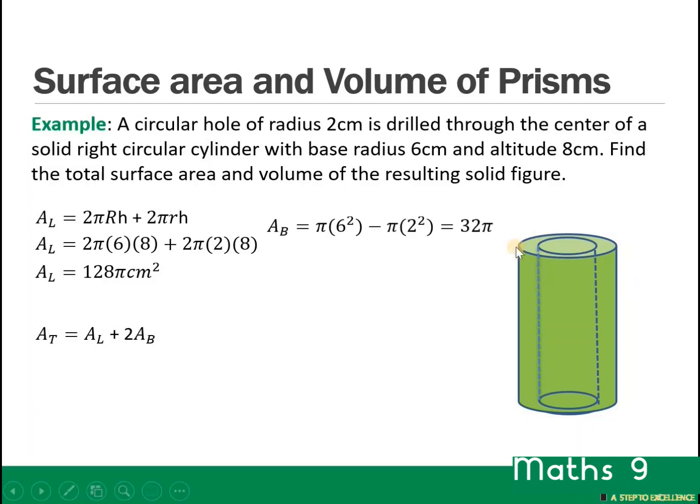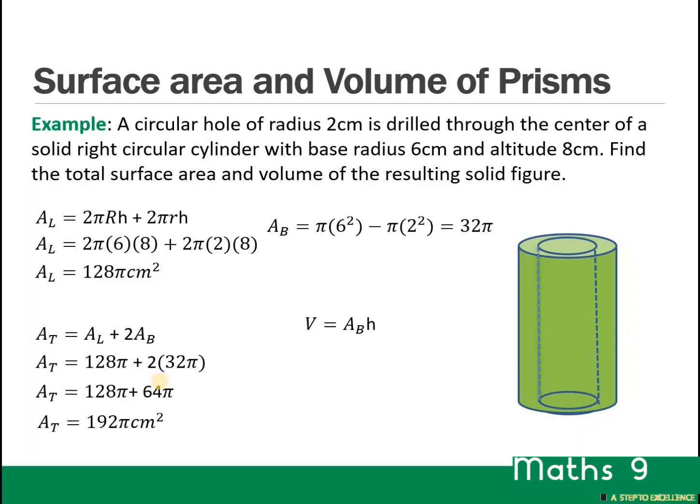The area of the base is the area of the larger circle minus the area of the smaller circle, which is pi times 6 squared minus pi times 2 squared, which is 32 pi. So the total surface area is 128 pi plus 2 times 32 pi, which is 128 pi plus 64 pi, which is 192 pi centimeters squared. The volume is the area of the base times the height, which is 32 pi times 8, which is 256 pi centimeters cubed.